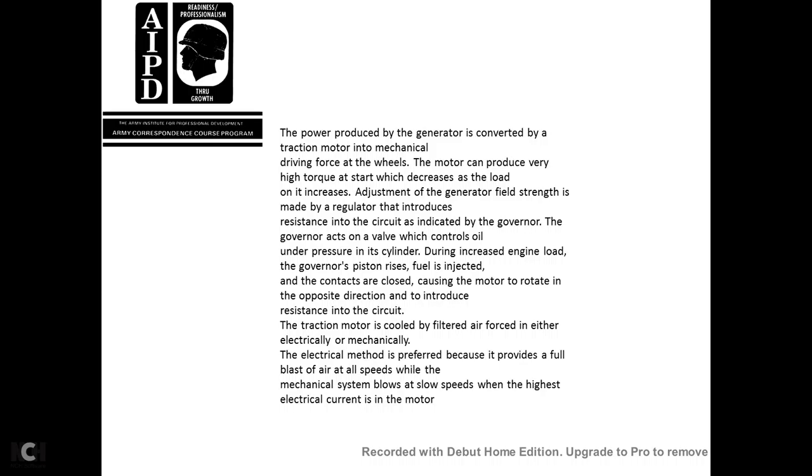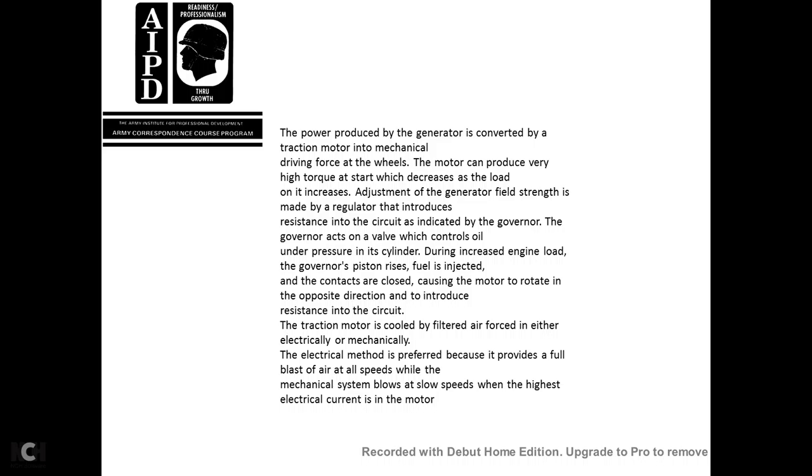The motor can produce very high torque at the start, which decreases as the load on it increases. The generator field strength is adjusted with the regulator, which introduces resistance into the circuits as indicated by the governor. The governor acts on the valve which controls the oil under pressure in the cylinder. During an increase of the engine load, the governor's piston rises, and the fuel indicated by the contacts closes, causing the motor to rotate in the opposite direction and reduce the resistance in the circuit.